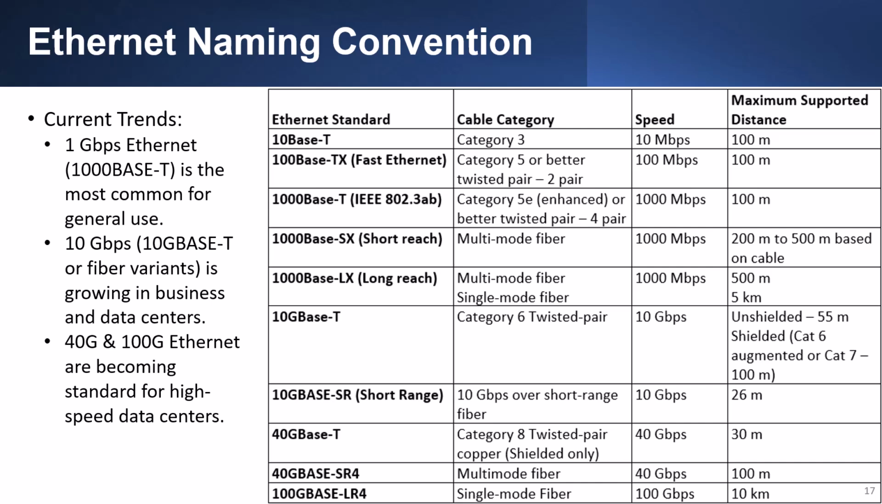One gigabit per second Ethernet, or 1000BASE-T, is the most common for general use, while 10 gigabits per second, 10GBASE-T, or fiber variants, is growing in business and data centers. 40G and 100G Ethernet are becoming standard for high-speed data centers.